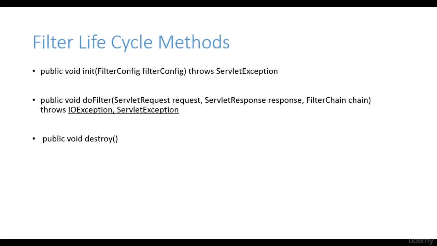Then doFilter is the method invoked every time by the container when it has to apply filter to a resource. Container provides request and response object references to filter as argument, and FilterChain is used to invoke the next filter in the chain. We can configure a filter chain in web.xml.